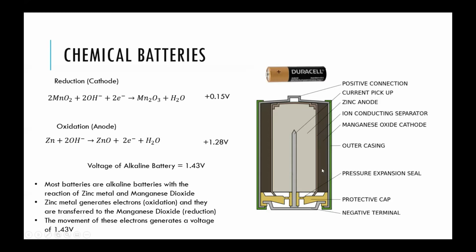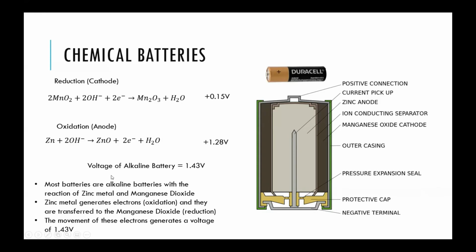And as those electrons are moving through your device, it's generating a chemical potential. It's generating a voltage. That movement of electrons is what generates electricity. And if you were to measure the voltage of a battery, it's a little under 1.5 volts. And that's because of this chemical reaction.